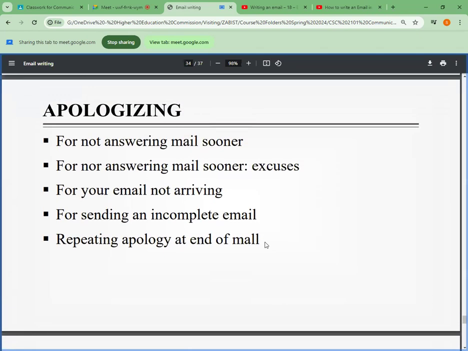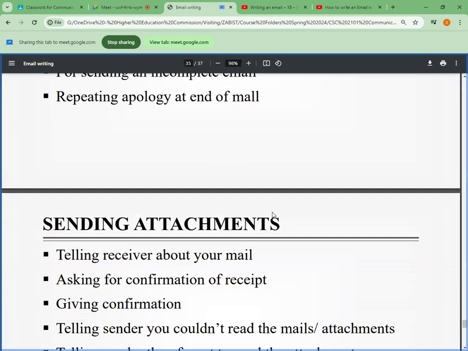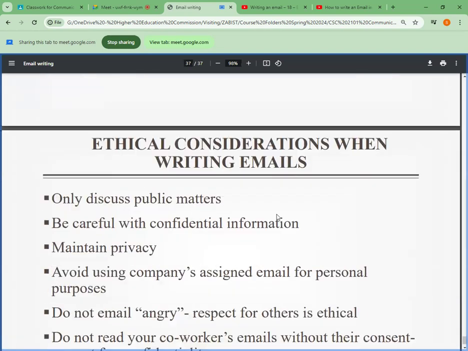Then apologizing, अभी हमने बात की, for not answering the mail. For example, अगर मैं कभी late answer देती हूँ तो मैं लिखती हूँ, I apologize for getting back to you so late because I was busy, etc. So ये सारी चीजें आप देख सकते हैं.